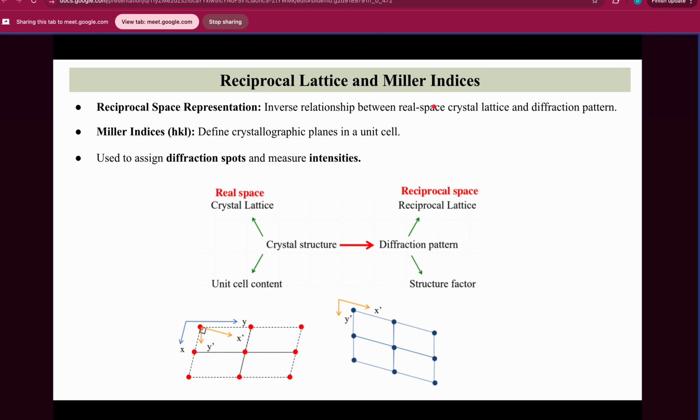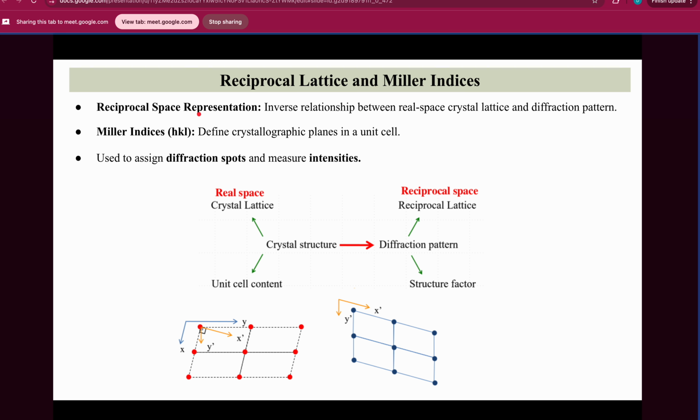And then we'll talk about the reciprocal lattices, or the Miller lattices, sorry. So, reciprocal space representation. Now there is a real space, which means the real crystal. And then comes reciprocal space or the reciprocal lattice, which is the reciprocal of that real space. We need to perform it because during crystallography, there is an inverse relationship with the diffraction pattern which we obtain. That diffraction pattern is not exactly the same as the real space, it is the reciprocal. That's why we need to perform this.